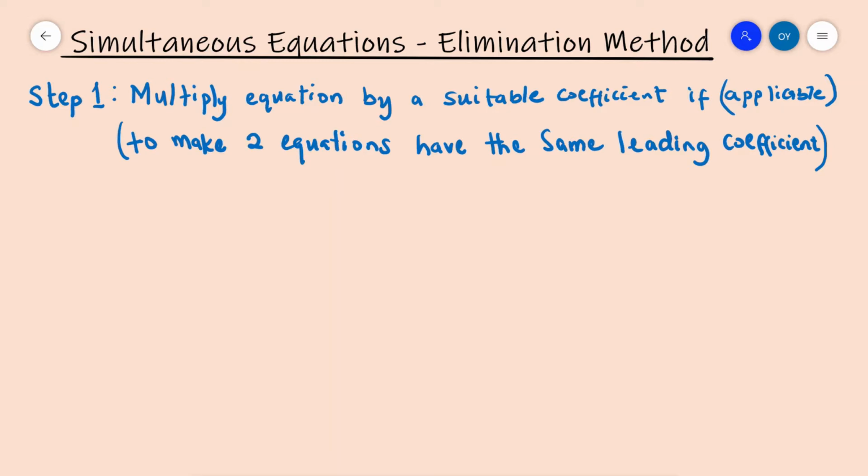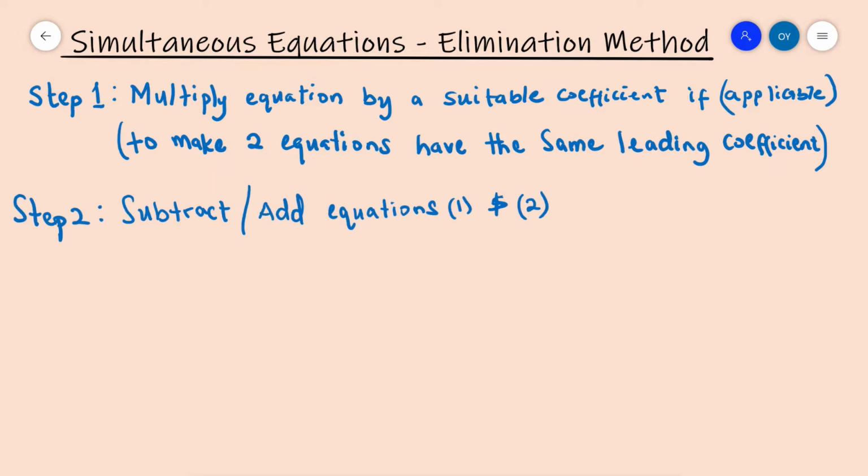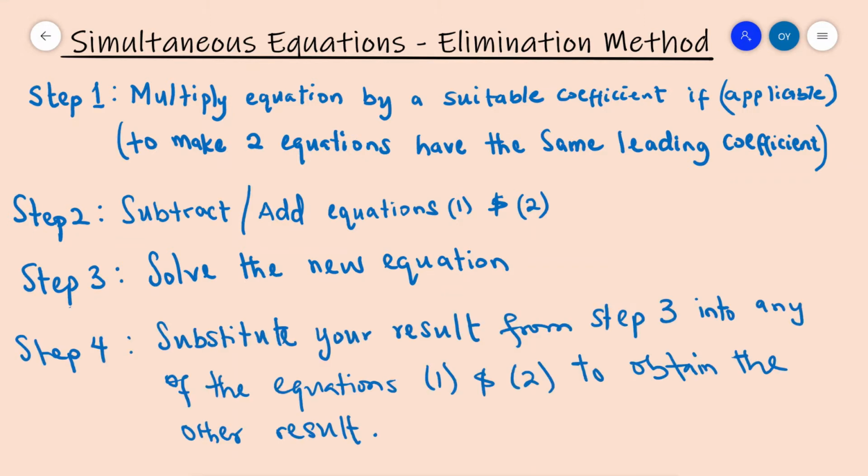The first step: multiply the equation by a suitable coefficient, if applicable, to make the 2 equations have the same leading coefficient. Step 2: Subtract or add equations 1 and 2. Step 3: Solve the new equation. Step 4: Substitute your result from step 3 into any of the equations 1 and 2 to obtain the other result.